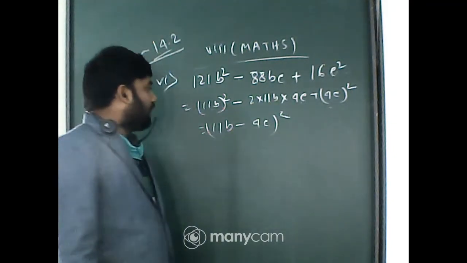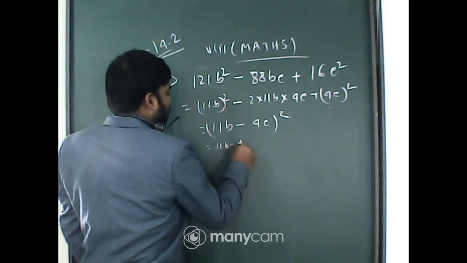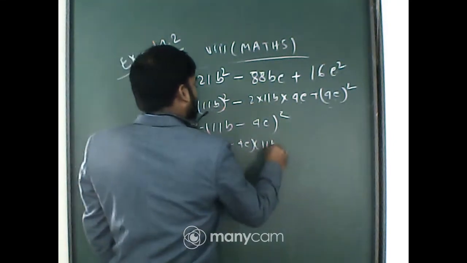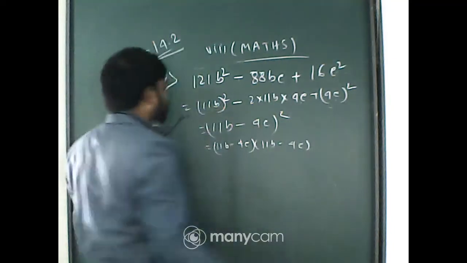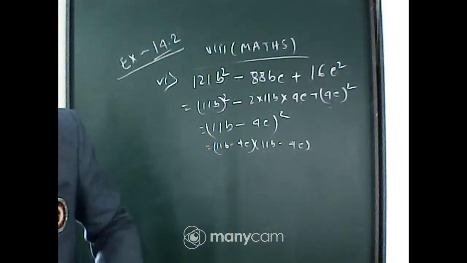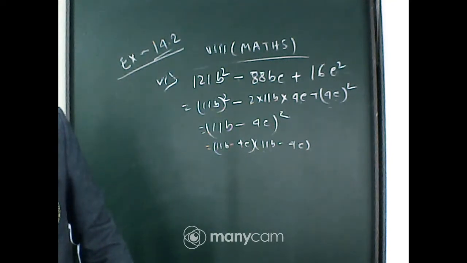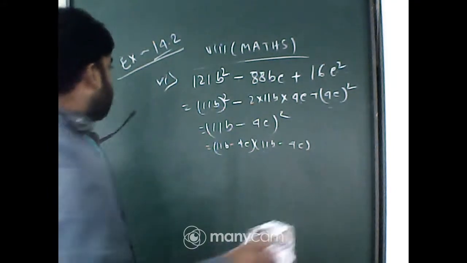That is 11b minus 4c whole square. So you can write it as 11b minus 4c into 11b minus 4c. Okay, question number 6 done, and question number 7.